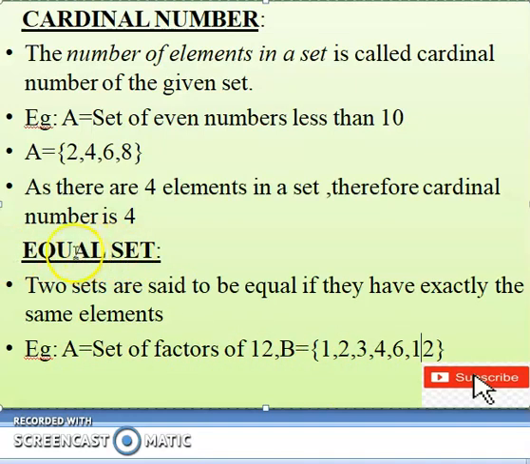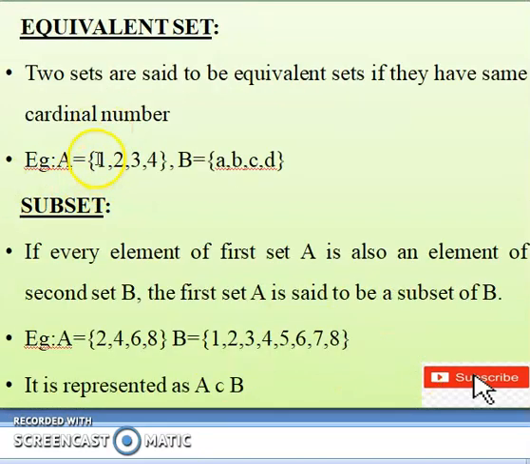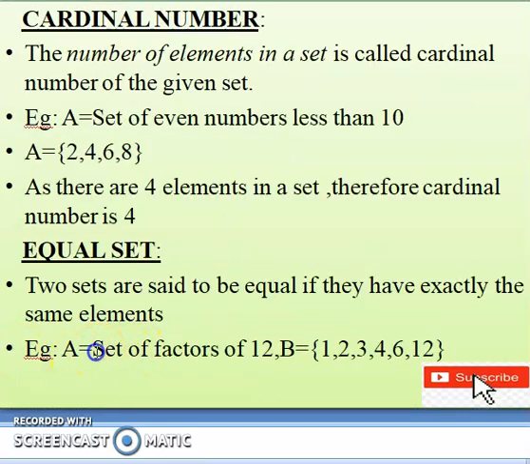Now what is the difference between equal set and equivalent set? In equivalent sets, the elements may be different, but they must be present in equal number. See, here the elements were different. Here it is 1, 2, 3, 4 and here it is A, B, C, D. But the number of elements is equal in both sets. So that is called an equivalent set. Then what do you mean by equal set? Here the elements are also the same and the number of elements is also the same. Both should be the same. Then it is called an equal set.